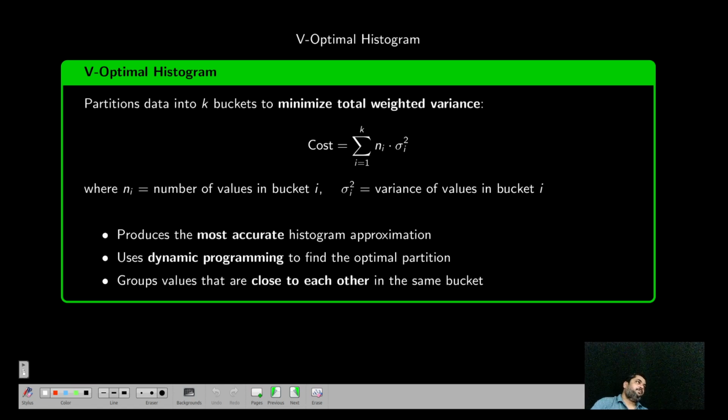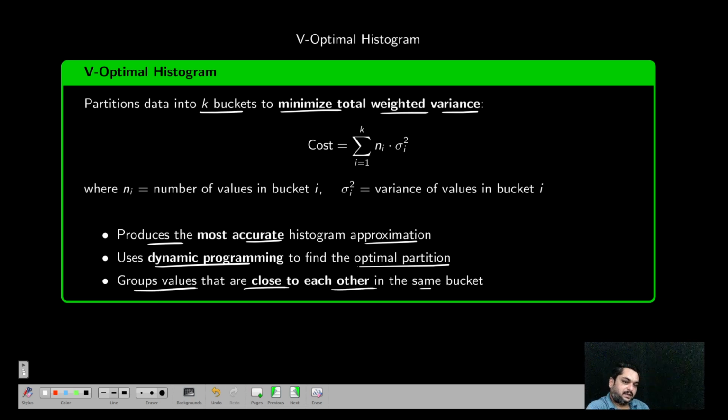Now we'll come to the different types of histogram analysis. The V-Optimal histogram, and then next we'll see the MaxDiff histogram. These are different from your equal width binning and equal frequency binning. So what is this V-Optimal histogram? It partitions data into k buckets to minimize total weighted variance. Why do we need it? Because it produces the most accurate histogram approximation. It uses dynamic programming to find the optimal partition, so it groups values that are close to each other in the same bucket.